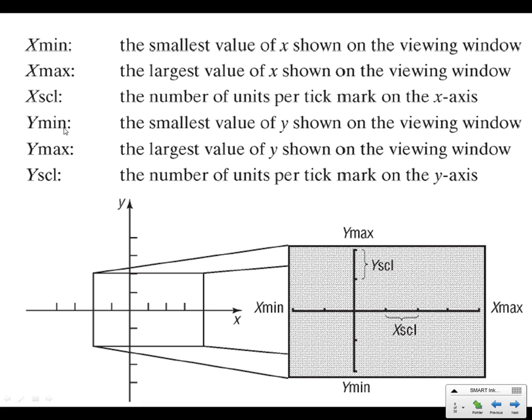Alright, same thing with y min, y max, that's the bottom and the top. And then our scales, x scale and y scale, is the number of units per tick mark. So if our scale is 1, every tick mark will count as 1. But sometimes it's more convenient to change that. So for instance, 10 or 50 or 100 maybe, if we're counting big numbers.